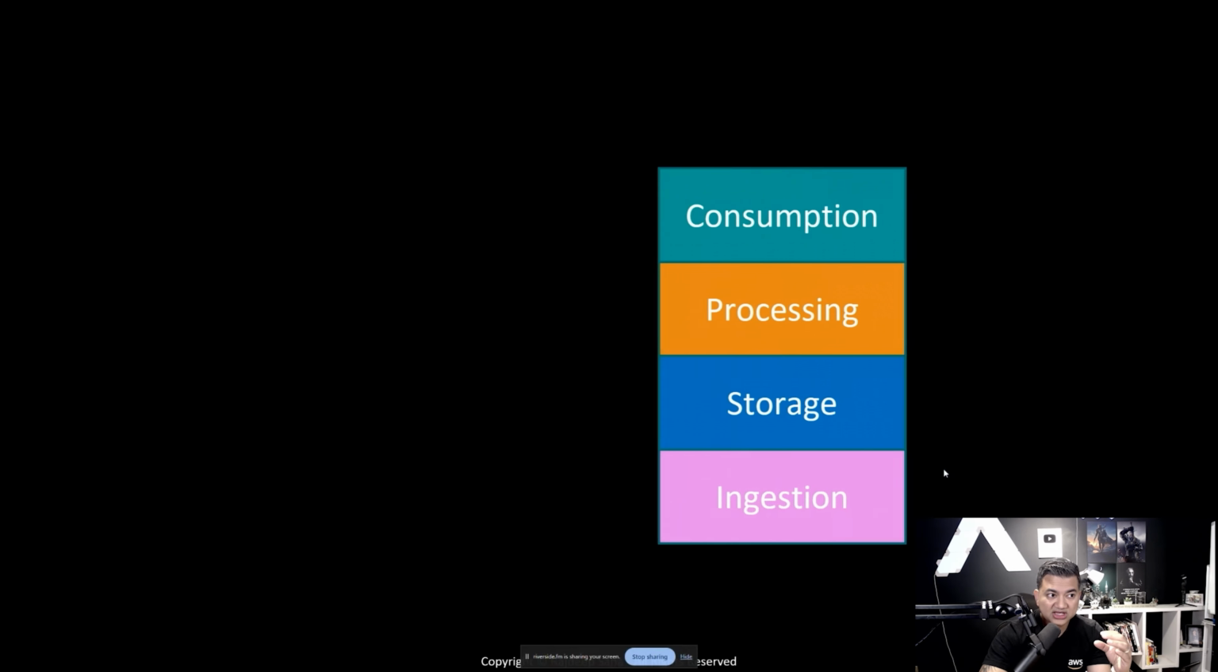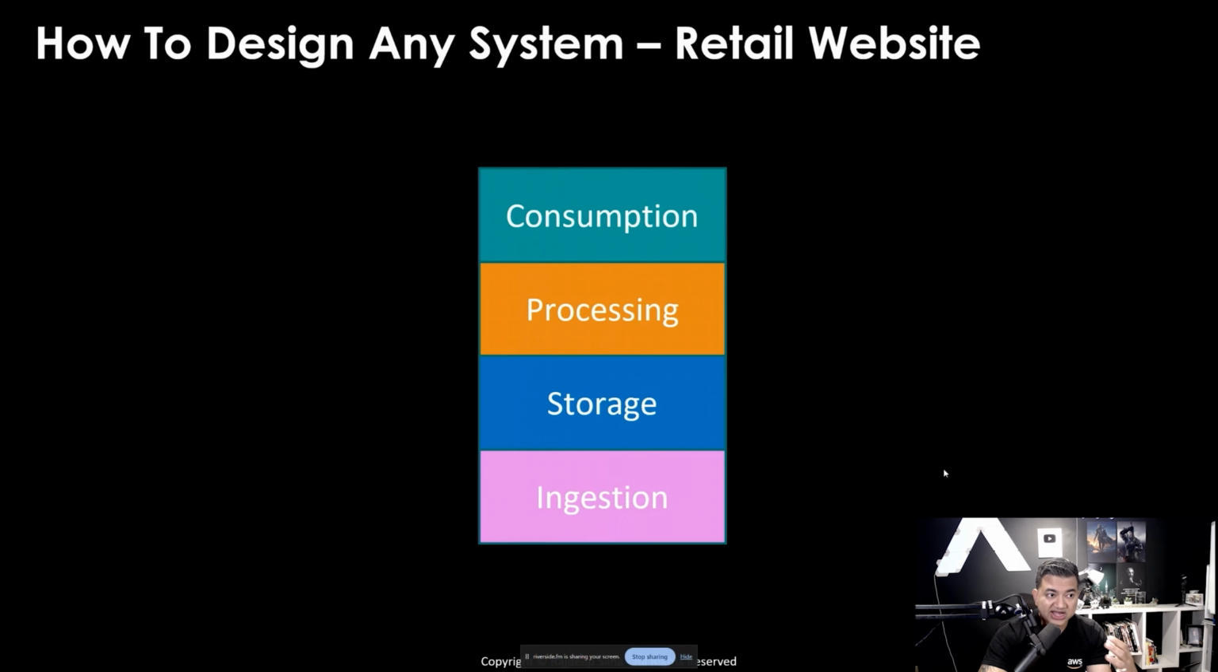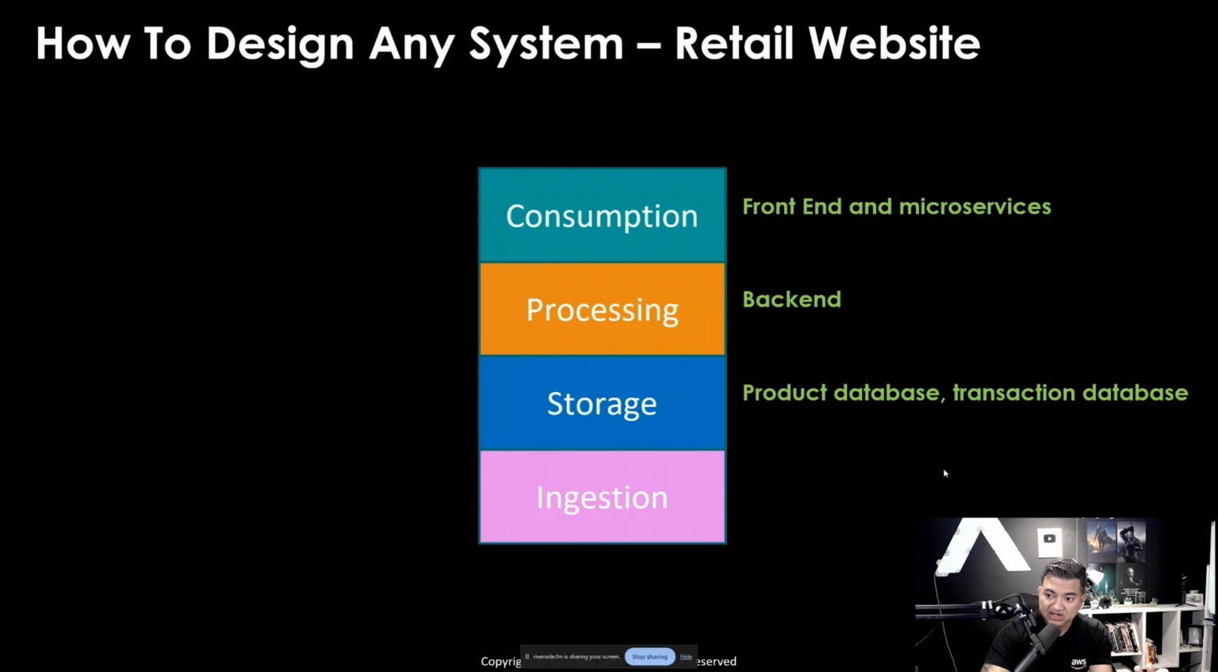logical blocks, so if I think about how to design a retail website, the consumption layer will be front end and microservices. The processing layer will be the back end. The storage layer will be the product database, where it is storing the information of the product, as well as the transaction database. An ingestion layer is batch loading some information, for example, maybe price of a product or description of a product, real-time product data, etc.